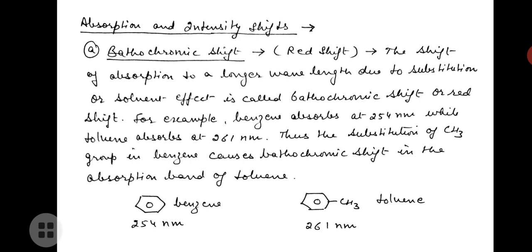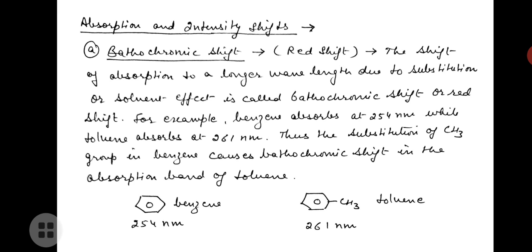So the first one is bathochromic shift. We call it red shift also. The shift of absorption to a longer wavelength due to substitution or solvent effect is called bathochromic shift or red shift. Now for example, benzene absorbs at 254 nanometers while toluene absorbs at 261 nanometers. Thus the substitution of CH3 group in benzene causes bathochromic shift in the absorption band of toluene.